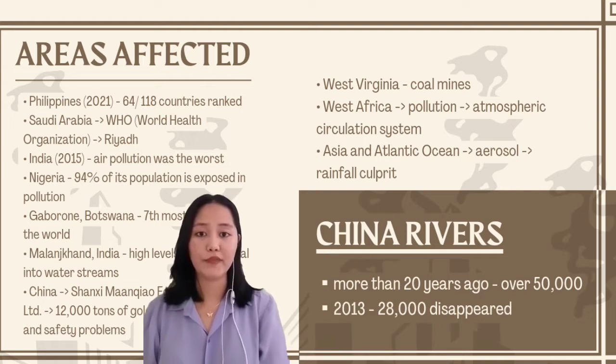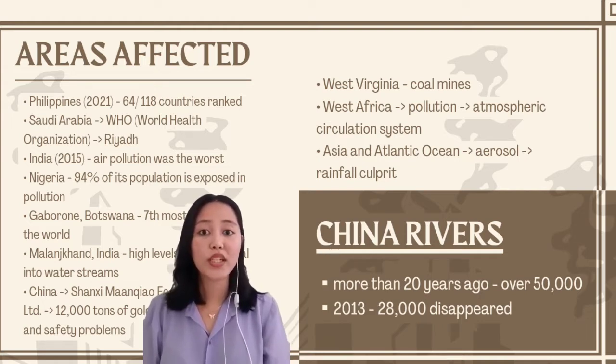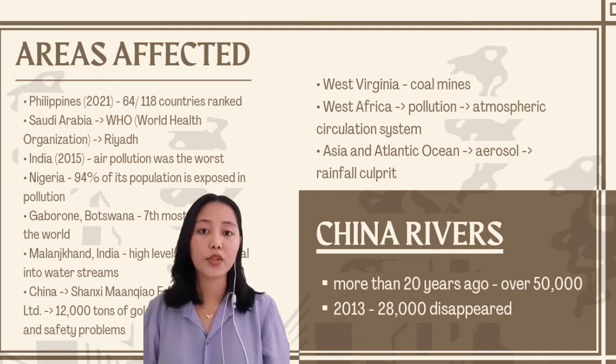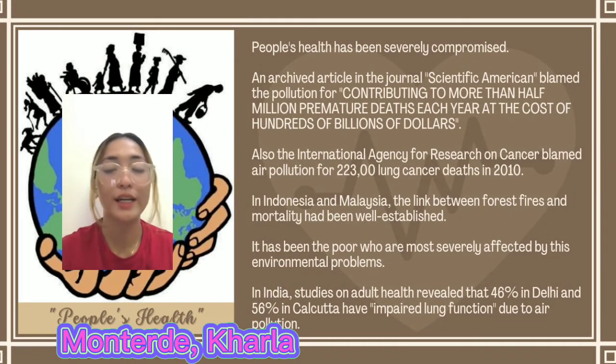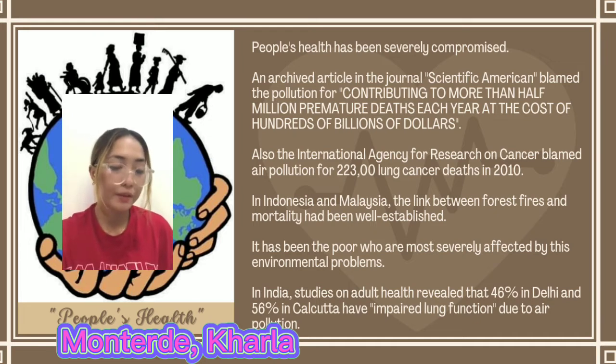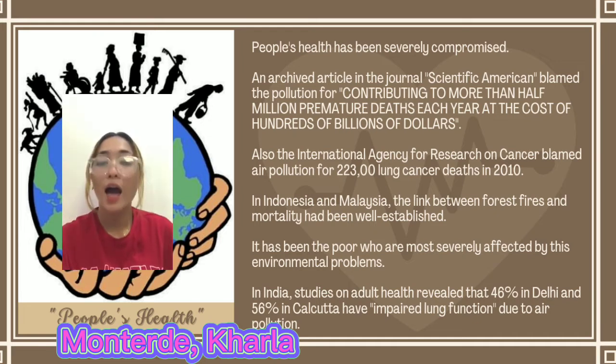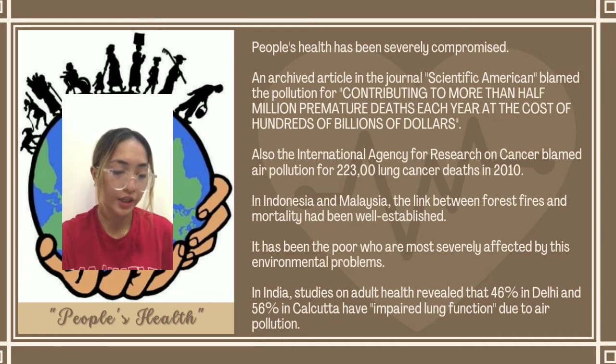Next will be the China rivers. More than 20 years ago, China claimed that there were over 50,000 rivers in their country. But in 2013, as a result of climate change, which is also caused by the pollution that traps heat around the earth, uncontrolled urban growth, and rapid industrialization, 28,000 of those rivers had disappeared or vanished. An archive article in the journal Scientific American blamed the pollution for contributing to more than 500,000 premature deaths each year at the cost of hundreds of billions of dollars.